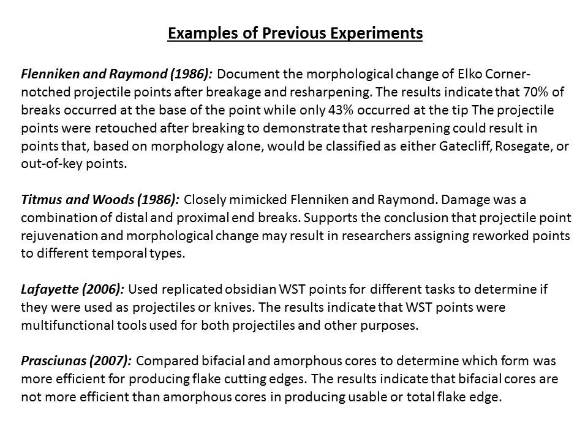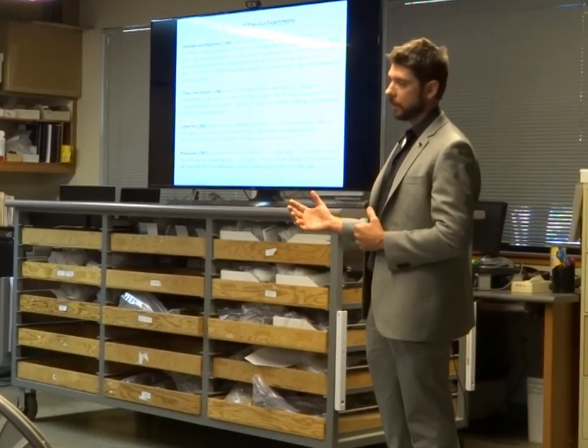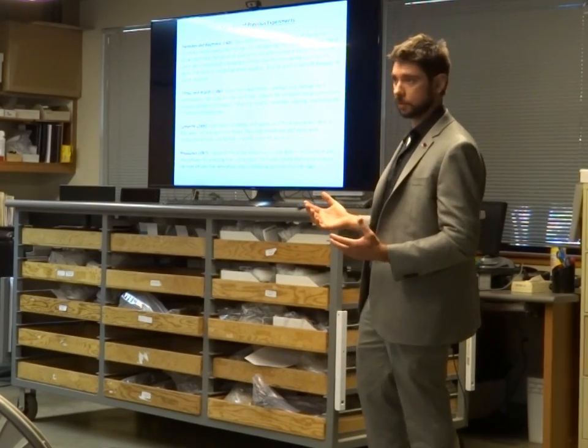Titmus and Woods mimicked their experiment and also used 30 Elkos and found that the breaks would cause morphological change. That's a great example of how an experiment that is well formulated, with good materials and methods and well described, can be replicated and produce similar results. Lafayette used obsidian Western Stemmed points for different tasks. She threw them at a deer carcass, she cut up the deer carcass, and then used micro and macroscopic analysis, and found that Western Stemmed points could have been multifunctional tools.